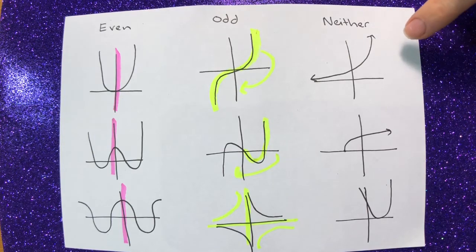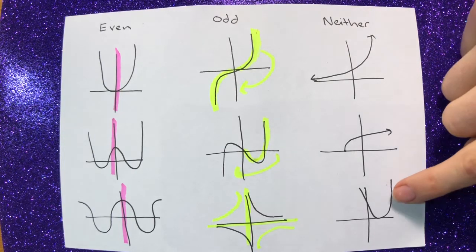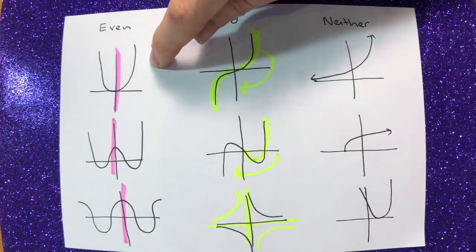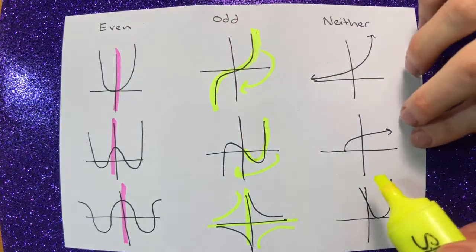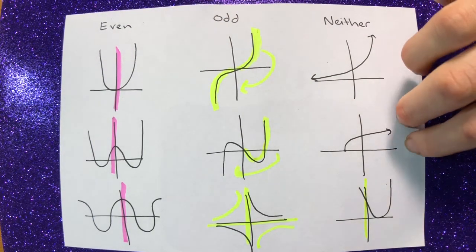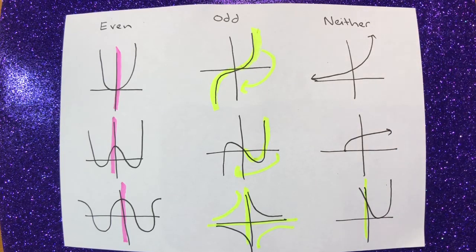The neither functions, of course, have no symmetry, but I would like to point out this one down here is the same as this function, but moved over, because it's only the symmetry across the y-axis that matters. And since it's not symmetrical in that version, it's not considered an even function.